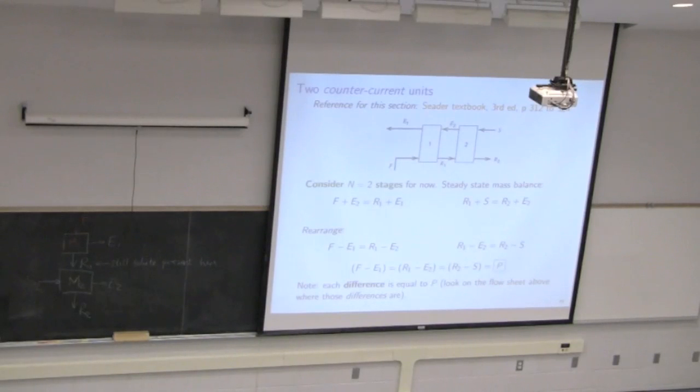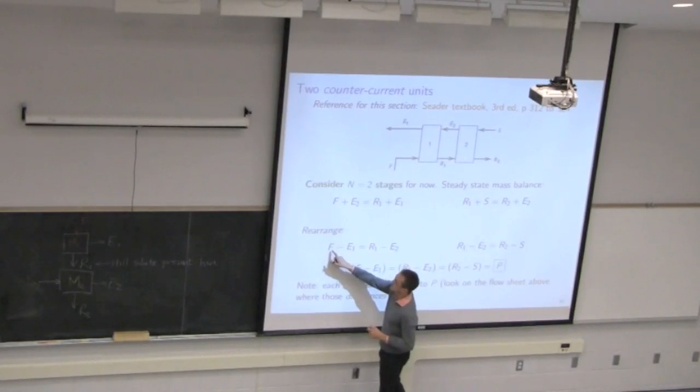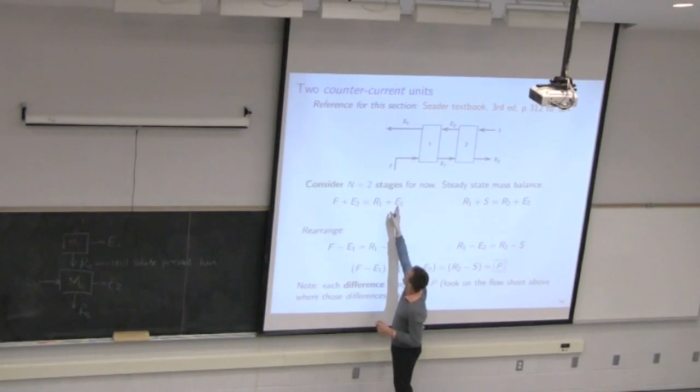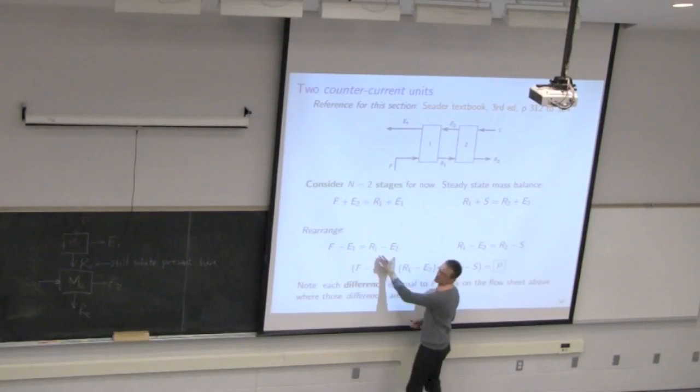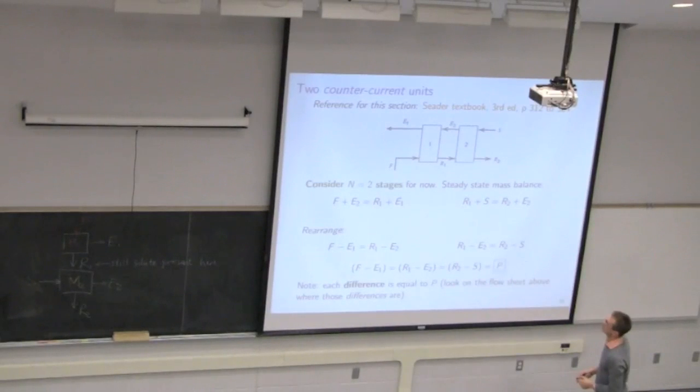Okay, mass balances, straightforward. Now let's rearrange this, and you'll see why I've rearranged it this way in a minute. Rearrange this term, bring the E1 over to the left-hand side and take the E2 over to the right-hand side and form this difference in flows. F minus E1 is equal to R1 minus E2. So notice where those flows are. Here's F at the bottom and E1 at the top. So I'm taking this flow minus that flow. It's equal to the flow here on the bottom minus the flow at the top. So F minus E1 is equal to R1 minus E2.